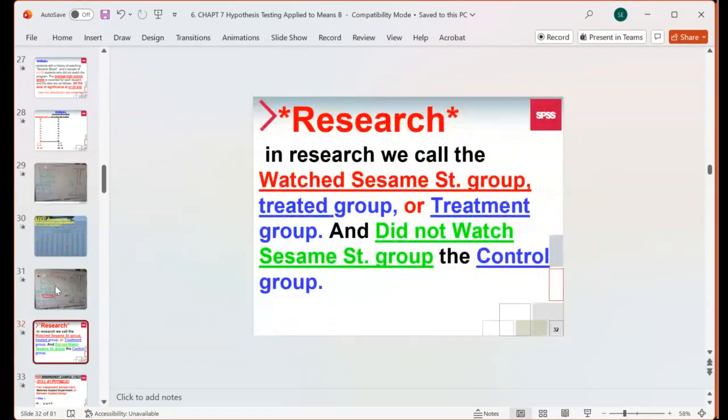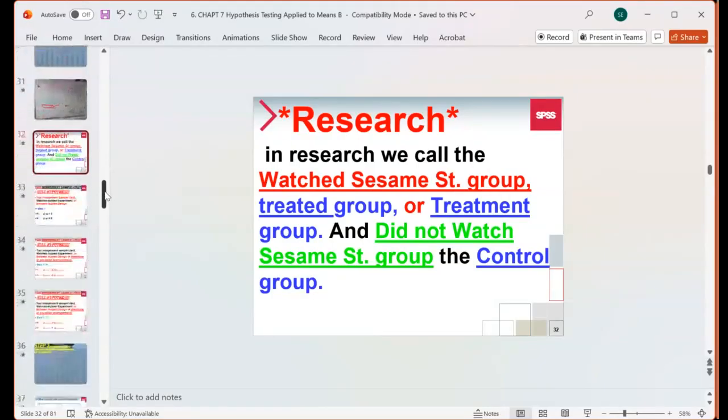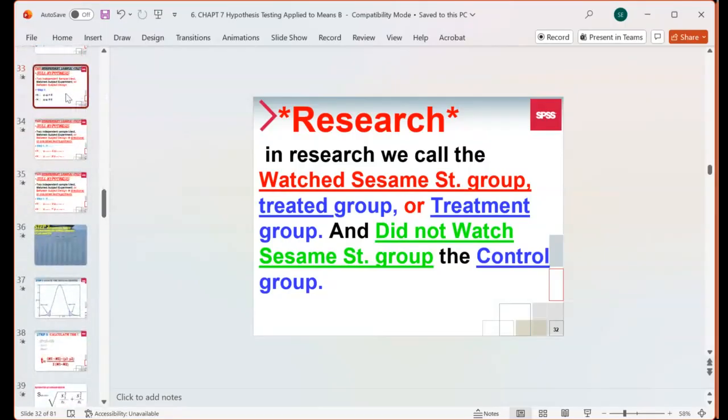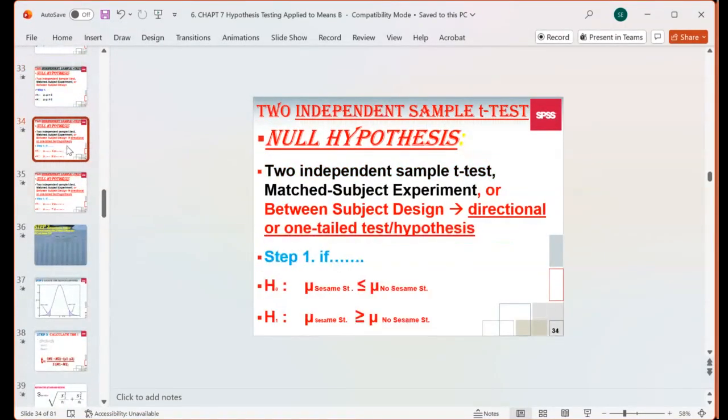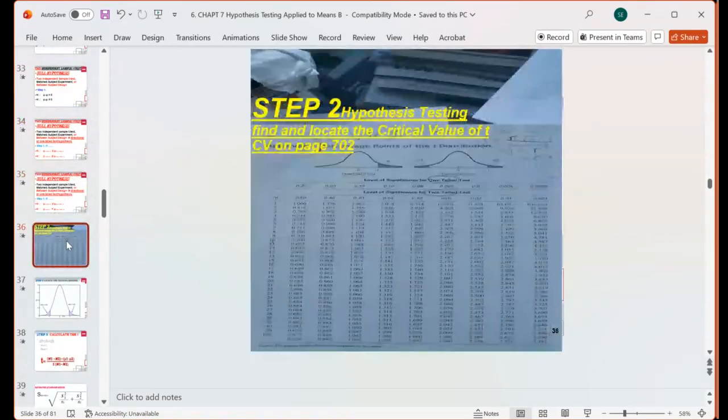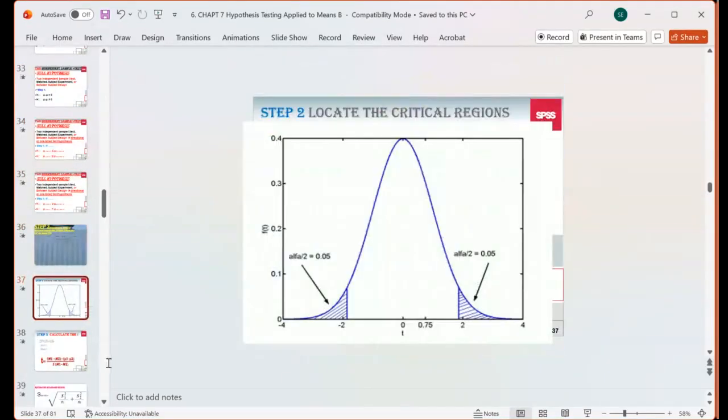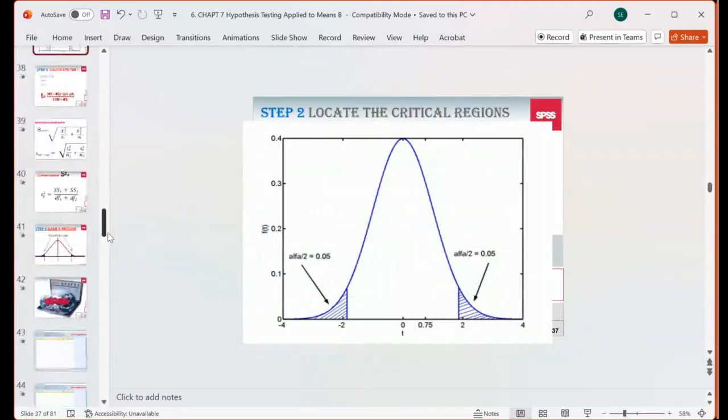In research, if this was a research group, the group that watched Sesame Street is known as the treated group or treatment group, and the ones who didn't are called the control group. So you know. And again, these are the 4 steps that we talked about in detail, critical values, and last step.